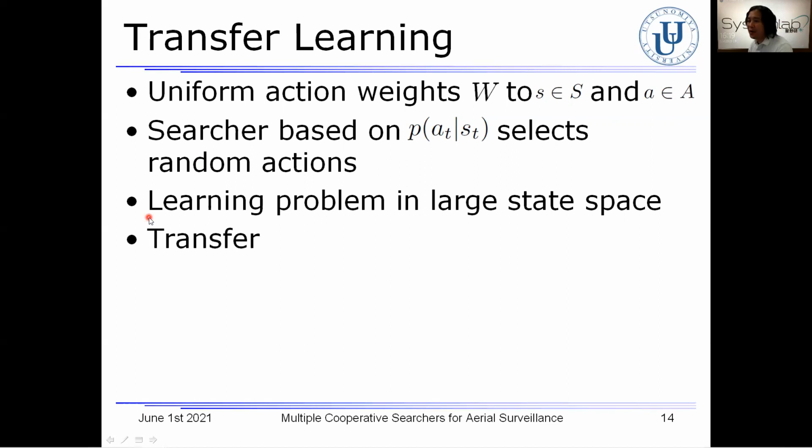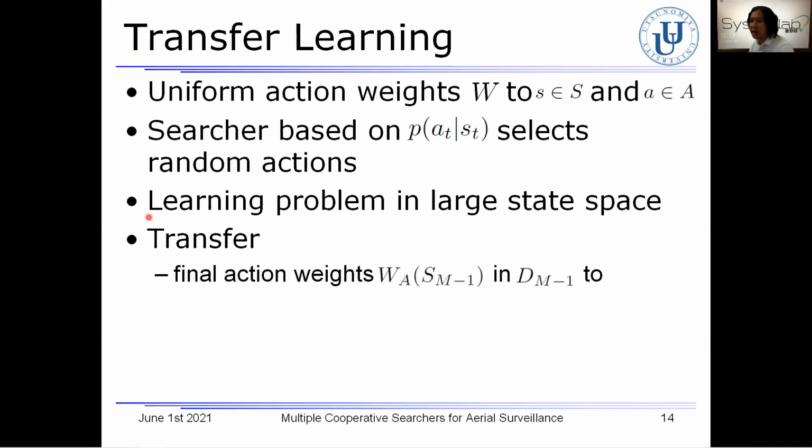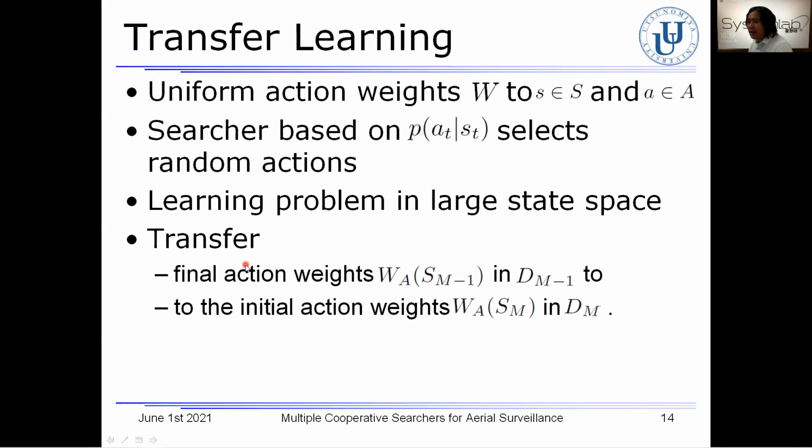Therefore, we further apply transfer learning to this problem. In transfer learning, the final action weights in a smaller environment are used as initial action weights in a larger environment. And the state space is represented as follows here.